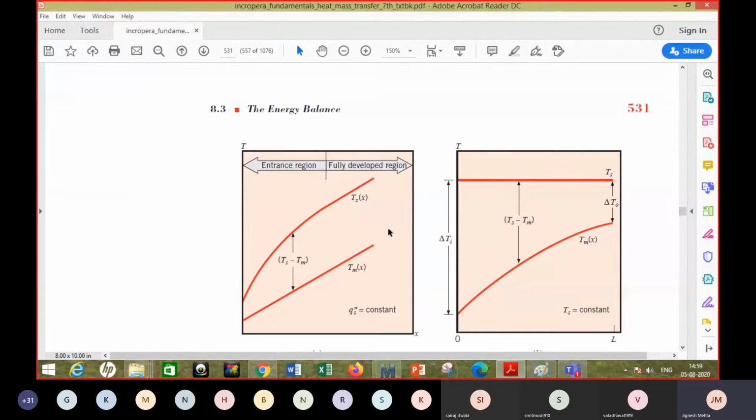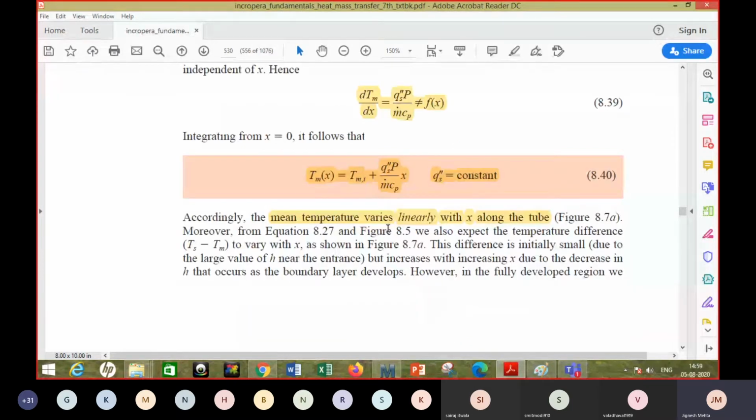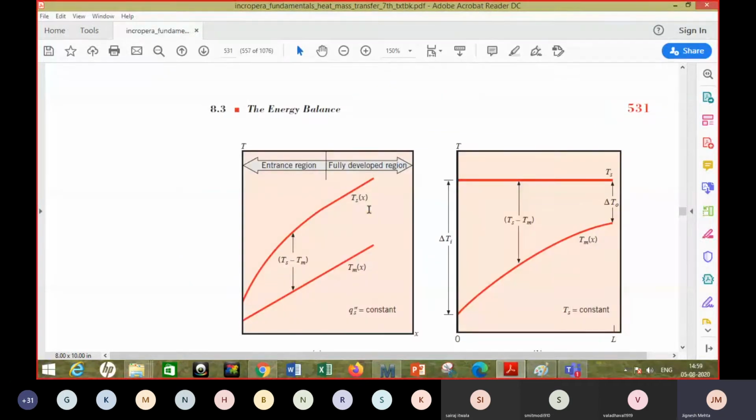Now this was for the constant heat flux boundary condition, where Qs double prime is constant. So that's why you could write it like this. What if the surface temperature is constant? So the surface temperature is constant, so it's a horizontal line here. And how is Tm going to vary? You can show that the gap, this Ts minus Tm, changes, diminishes exponentially. The difference diminishes exponentially. That is what you can show.